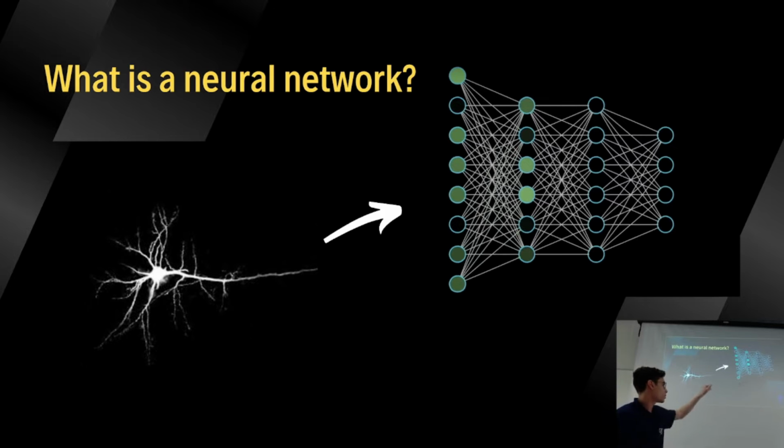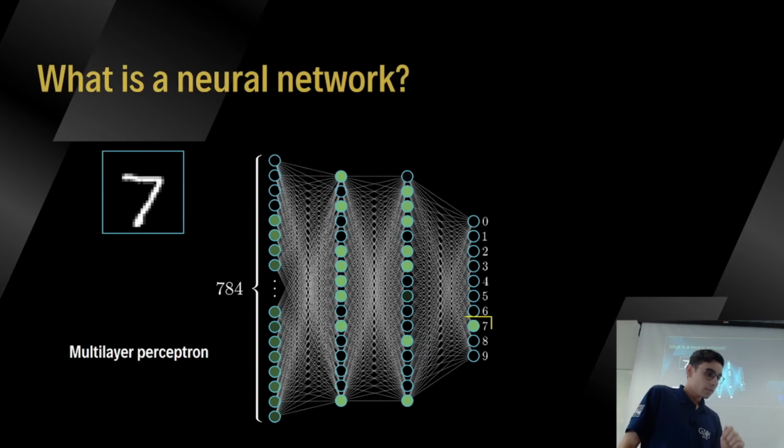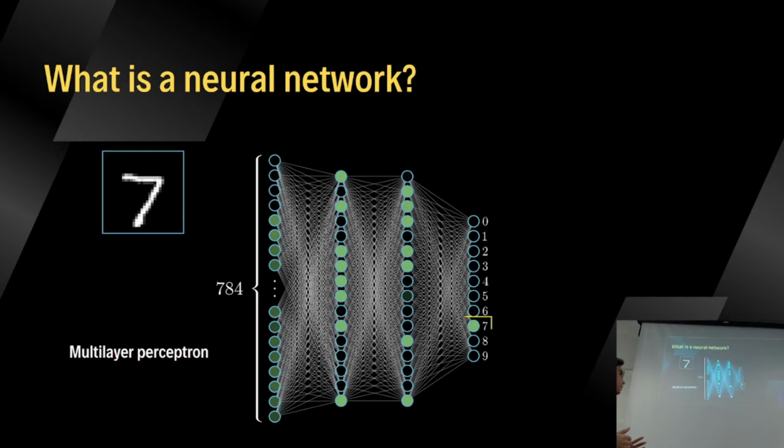We have these circles that are the neurons, and all these neurons are connected with each other. This position of the neurons is in layers. You can actually make other connections, but to solve this specific problem we are going to use layers. So, what is a neural network?